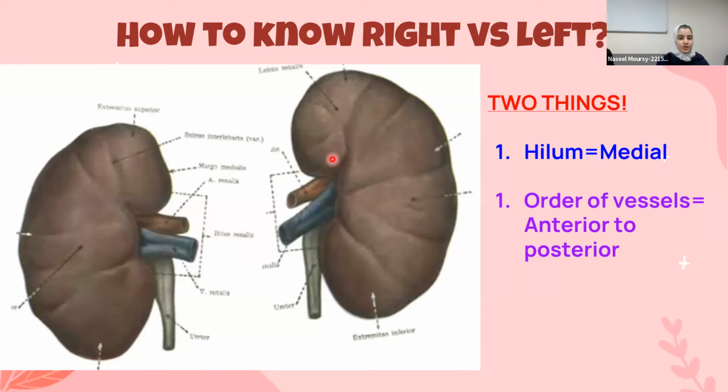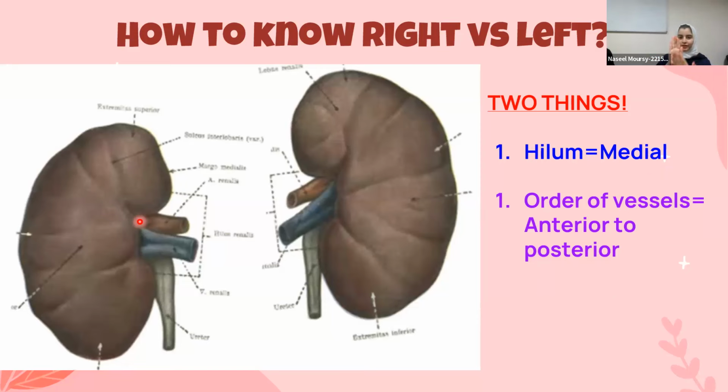Good, so yes, you got it. The hilum is medial. So when I get a kidney and I look at it, I ask, where's the medial side? Is it this? Is it that? I find the hilum, and I know this is medial. So I place it like that.